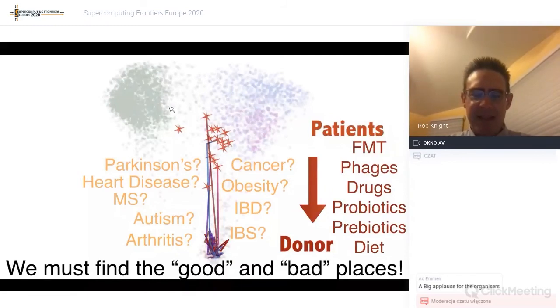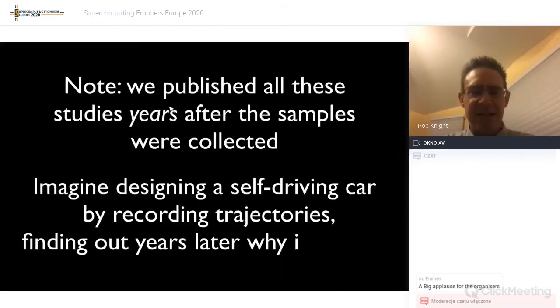So we need to develop this kind of microbiome GPS. And the problem right now is that all the studies that I showed you, we published literally years after the samples were collected. And that's a big problem because you don't have feedback, right? It's like designing a self-driving car by recording the trajectories, and then you only find out years later why it crashed. And that's probably not going to work out too well.